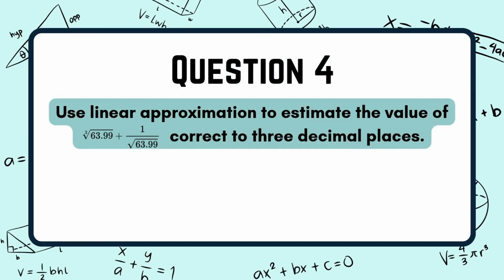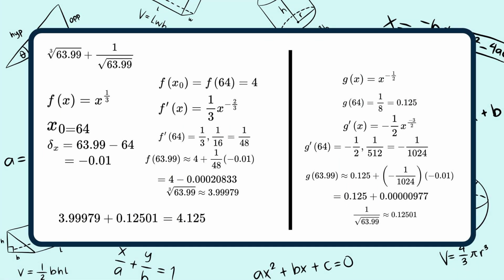For question 4, we will use the linear approximation formula, and that is f of x naught plus delta x equals f of x naught plus f prime of x naught times delta x, where delta x equals x minus x naught. For the first expression, the cube root of 63.99, f(x) equals x to the power of 1 over 3. We'll choose an easy value, x naught equals 64. Delta x equals 63.99 minus 64 equals negative 0.01.